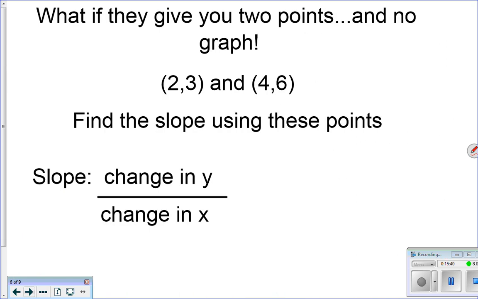Okay, so let's say they don't give you a graph this time, but they give you 2 points, and they want you to find the slope. So they're going to give you 2 points like this, and they say find the slope. We don't want you to graph it, but we want to know what the slope is. So in your notebook, I want you to write these 2 down. I'm going to show you an example of how to do this. So we're going to find the slope of these 2 points, and we're not going to graph it. So 2, 3, and 4, 6.